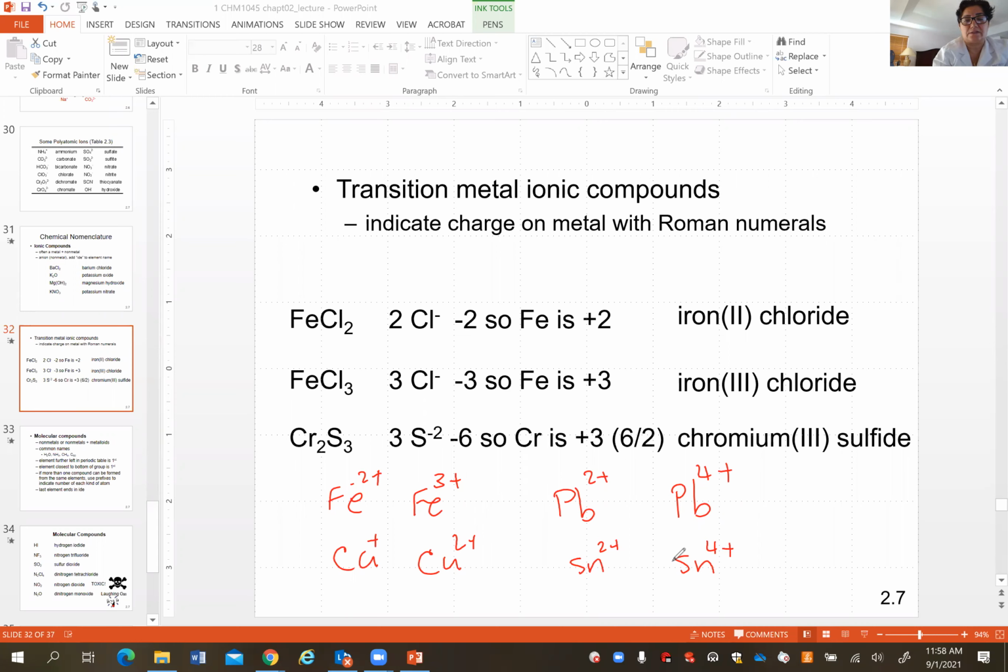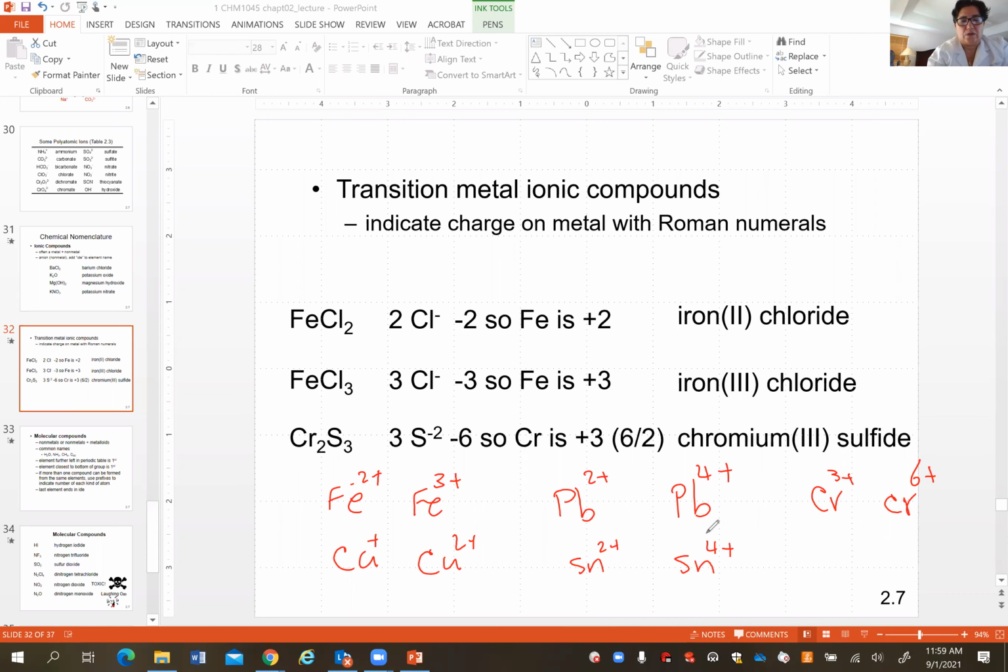I think that's enough actually. For chromium, since it's used often, 3 plus, and then chromium 6 plus. We don't use the chromium 6 plus often, but at least know that it's a transition metal that has variable charges. If it's 3, just find out what is the charge of that chromium in that compound.